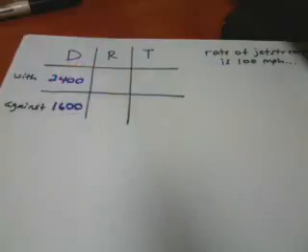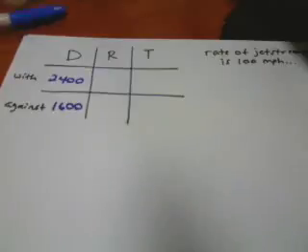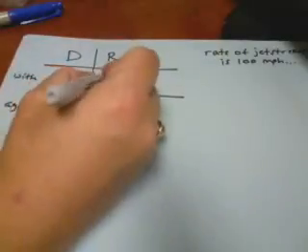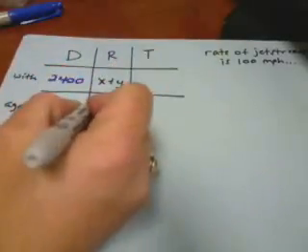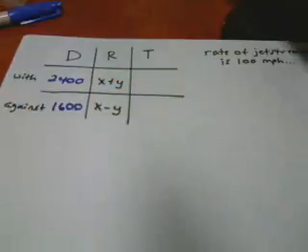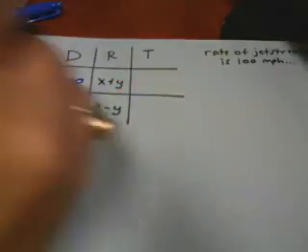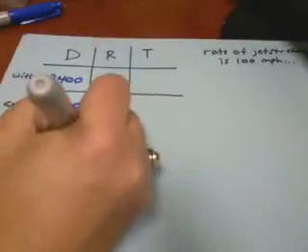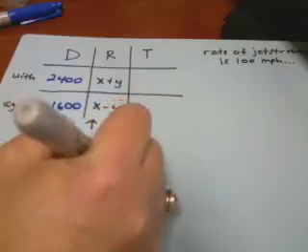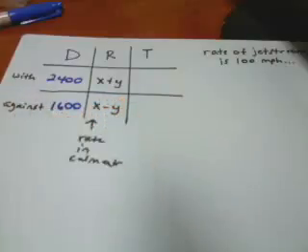It says, what is the rate of the airplane in calm air? Well, when you're talking about the rate, if you're going with the jet stream, it's going to be x plus y. If you're going against the jet stream, it's x minus y. Now the question always is, what is x and what is y? Well, your x is always the rate in calm air or still air. A lot of different words they may use, but it's the rate in calm air.